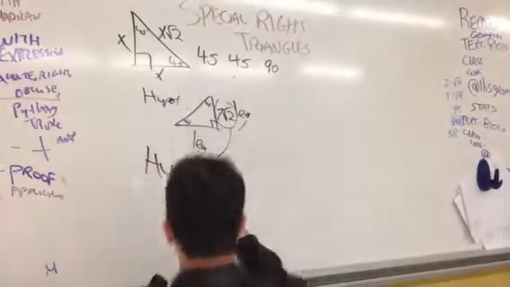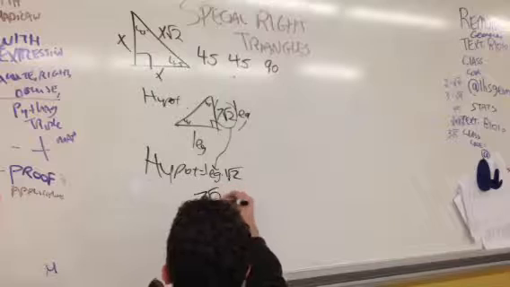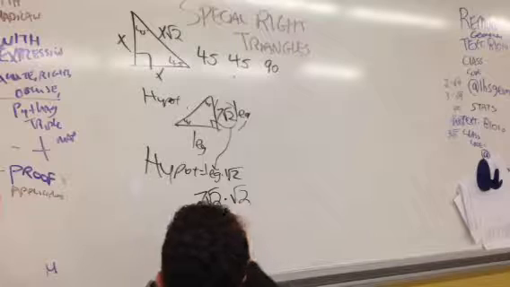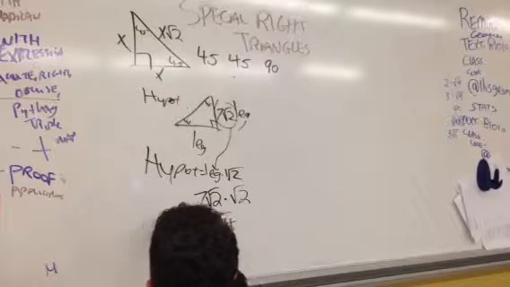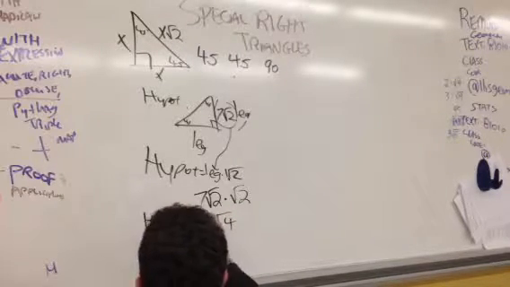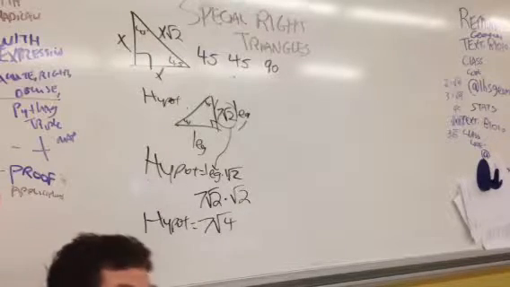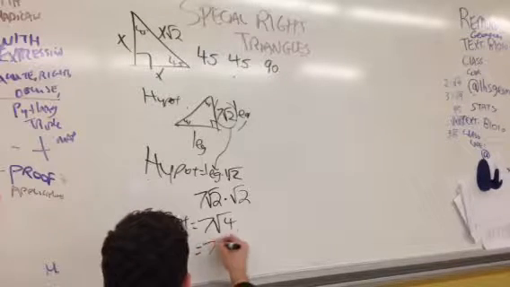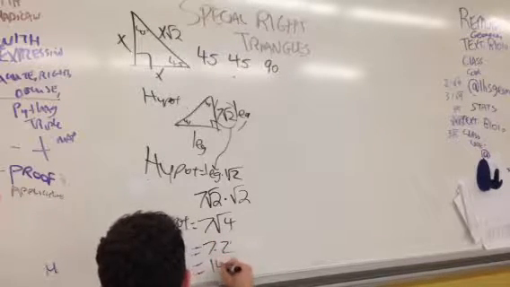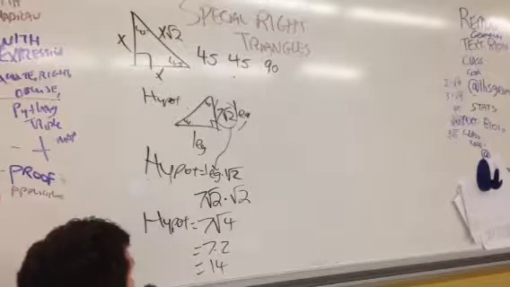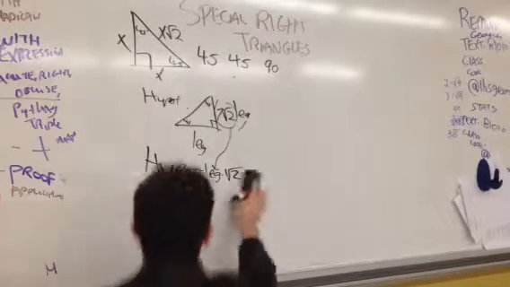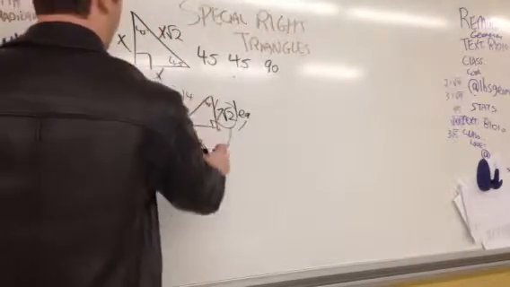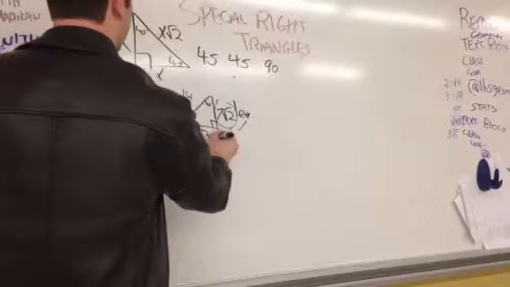So this is 7 square root 2 times square root 2. So 7 square root 4. And this reads as 7 times the square root of 4. The square root of 4 is 2. So this is 7 times 2. So this is just 14. So my hypotenuse is 14. 14 was my hypotenuse there, and my other leg was 7 square root 2.